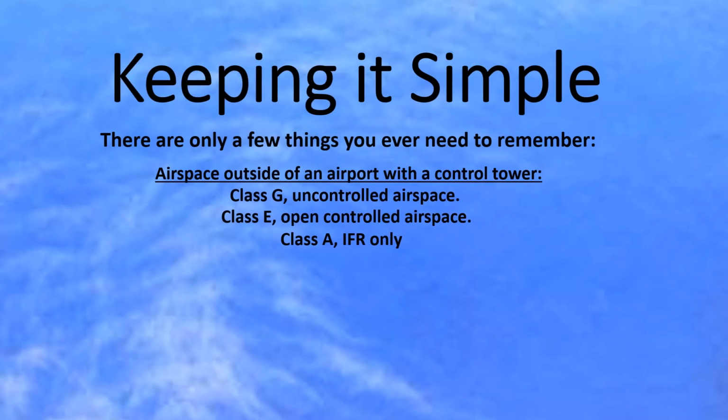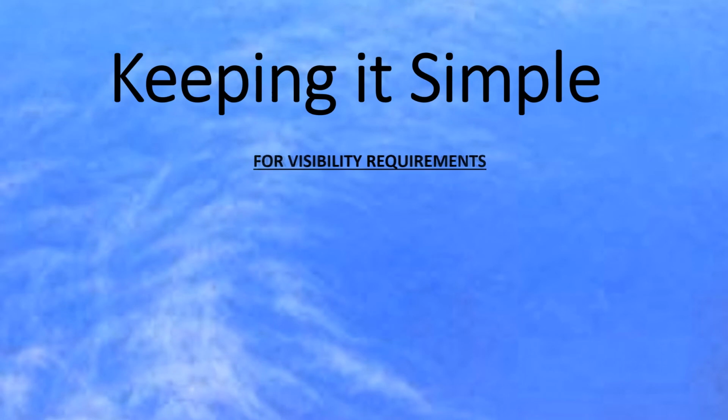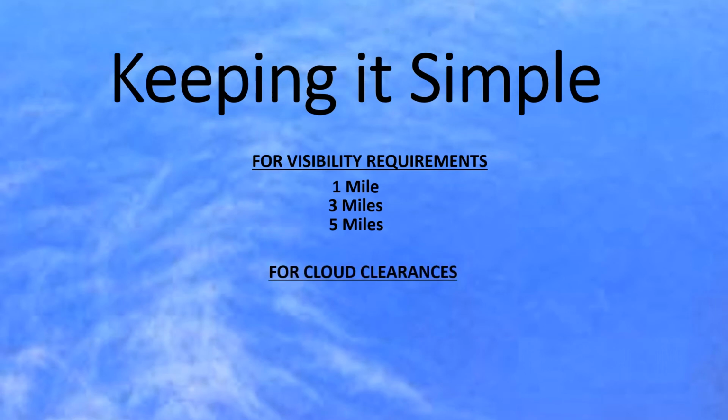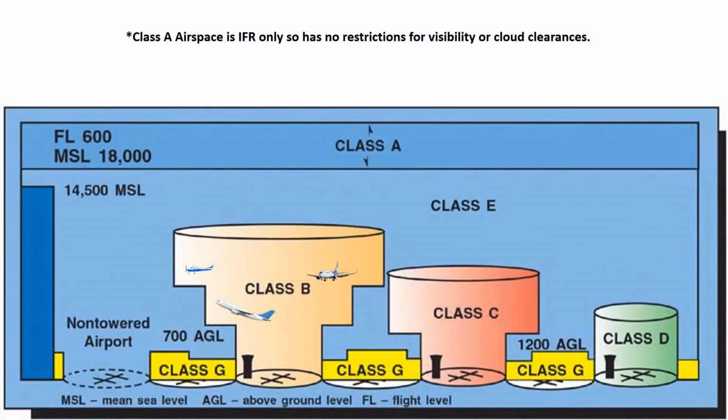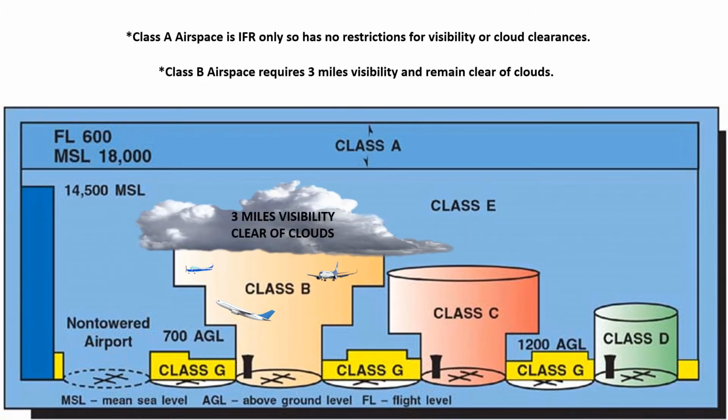Now, the airports with an operating tower are going to be Class D, Class C, and Class B. There are only 3 different visibility requirements, either 1 mile, 3 miles, or 5 miles, as well as 3 different cloud clearances. You're either going to be clear of clouds, 1,000 feet above, 500 feet below, and 2,000 foot horizontal, or you're going to be 1,000 foot above, 1,000 foot below, and 1 mile horizontally. Again, Class A airspace is IFR only, so it has no restrictions for visibility and cloud clearances. Class B airspace requires 3 miles visibility and to remain clear of the clouds.